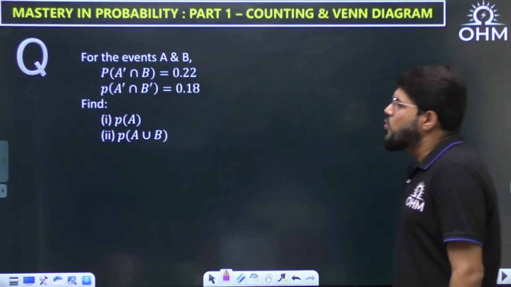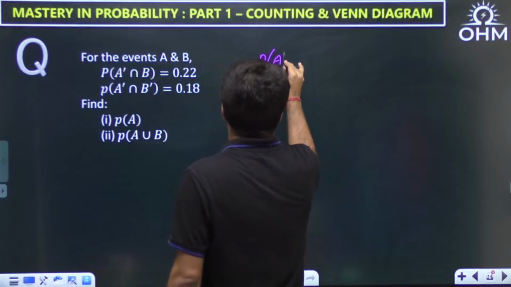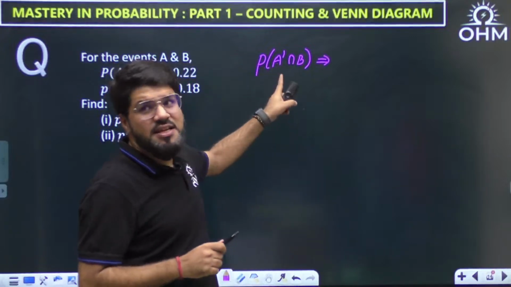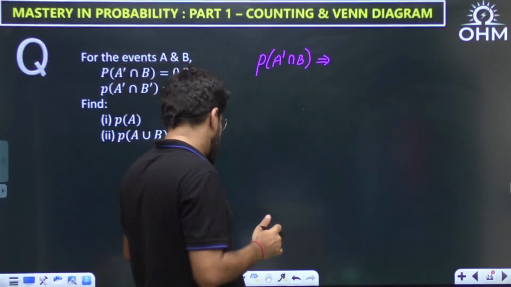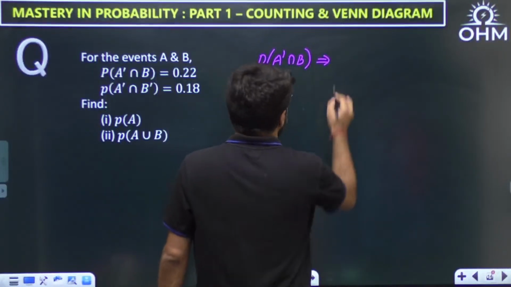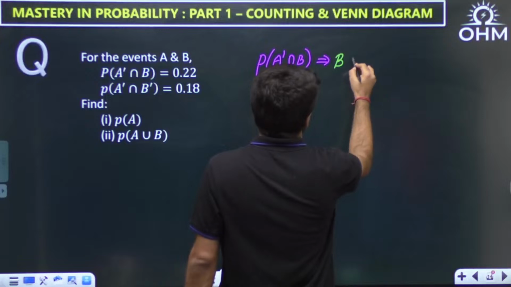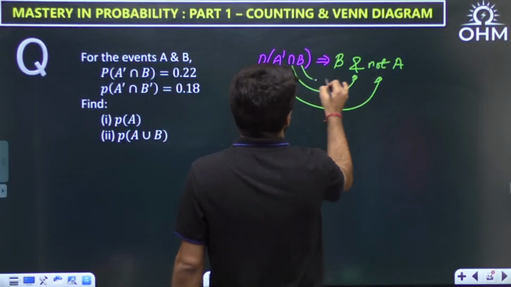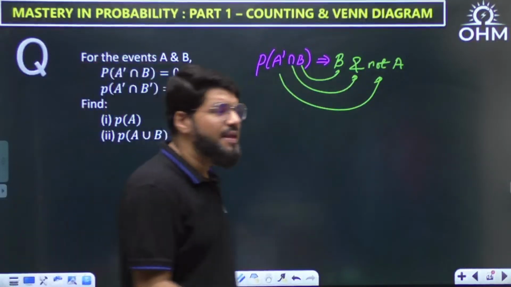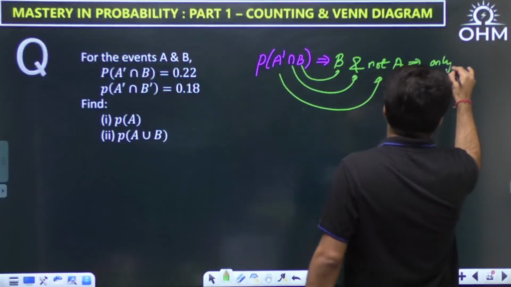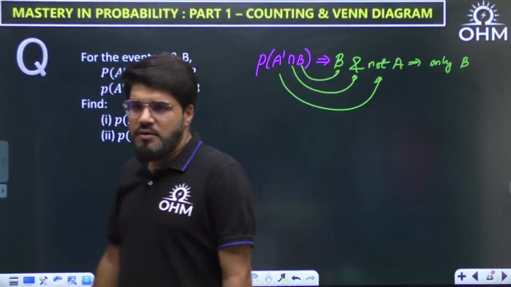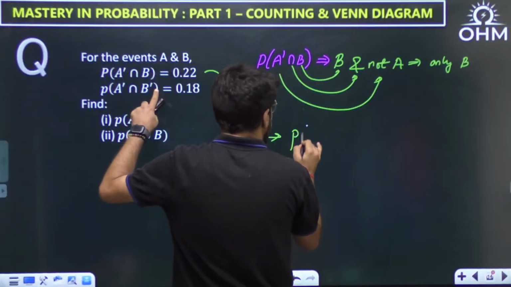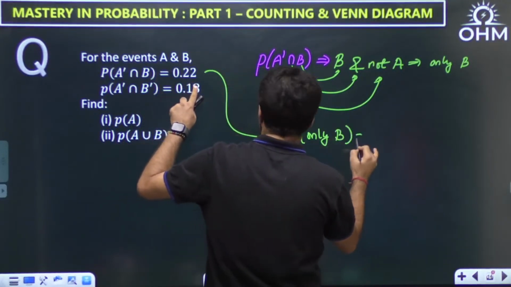Let's see. So, what is this? Probability of A dash intersection B. What does it mean? A should not happen. Intersection means and. Okay, and B should happen. This means B and not A. That is what it means, no? This is not A and this is B. That means only B. That's the case known as only B. Clear? So the first statement, P of A dash intersection B, means probability of only B is 0.22.